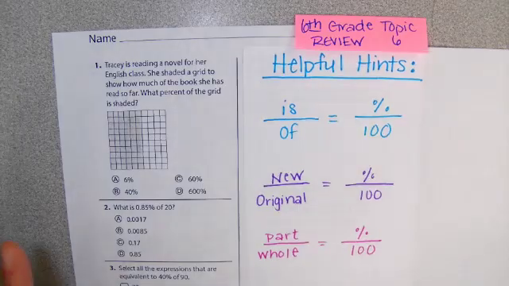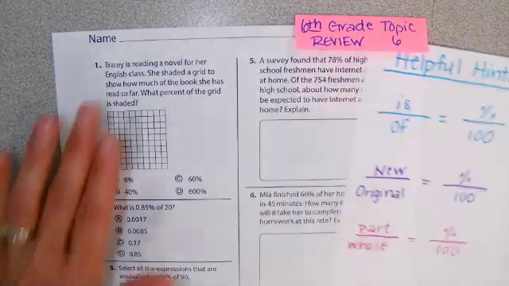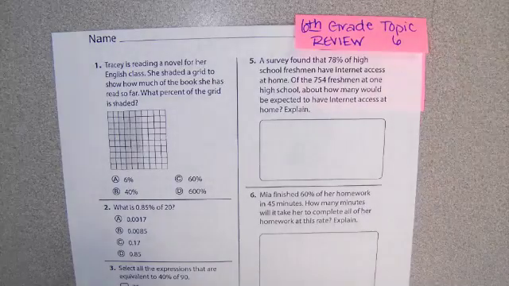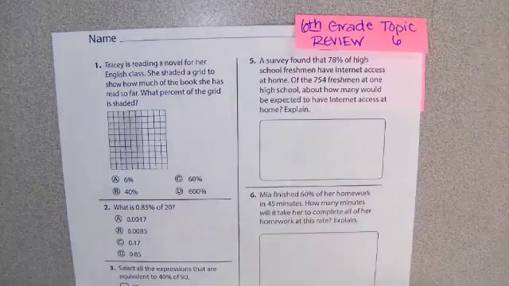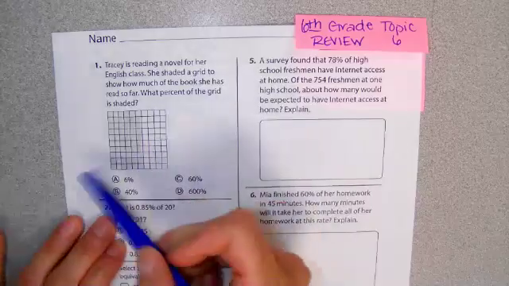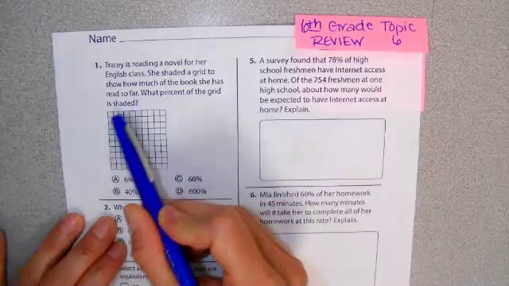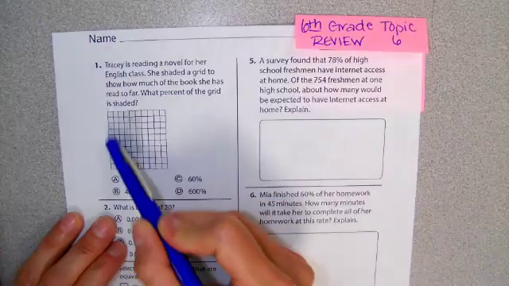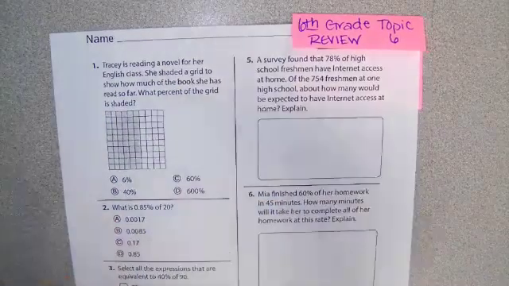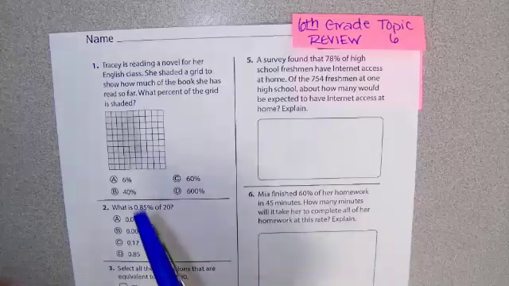Okay, so let's start with number one. Number one says this: Tracy is reading a novel for her English class. She shaded a grid right here to show how much of the book she has read so far. What percent of the grid is shaded? So most of us are familiar. This is the 100 square, and each line is worth 10, right? So instead of counting each individual square, we can count by tens here.